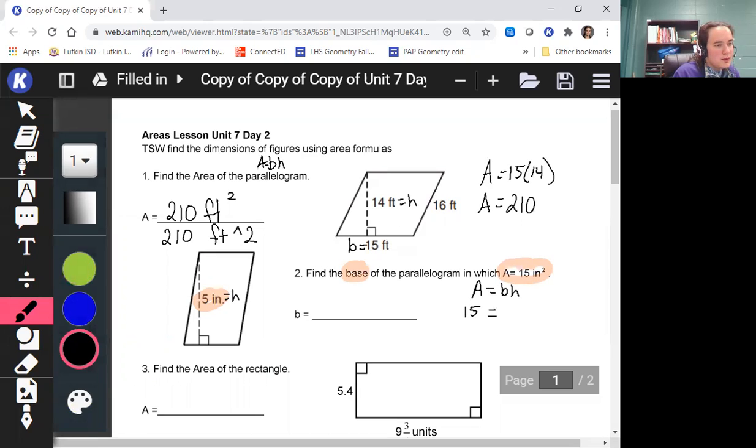We are looking for our base, so put down a B. And we have our height, it's 5. We're solving for B, so we're going to divide by 5. And B equals 3 inches.